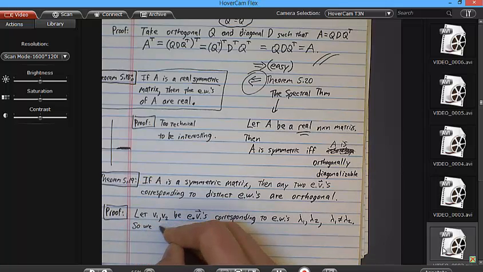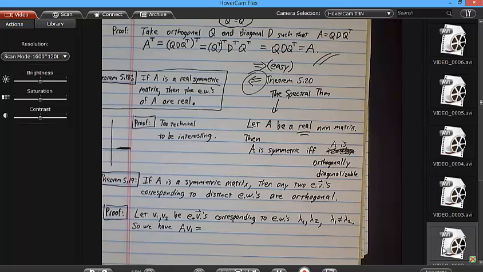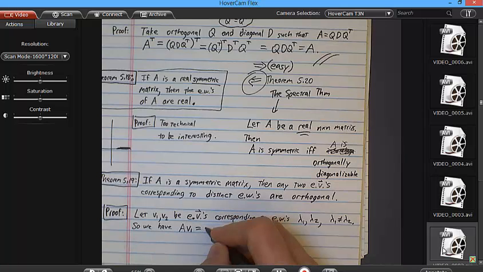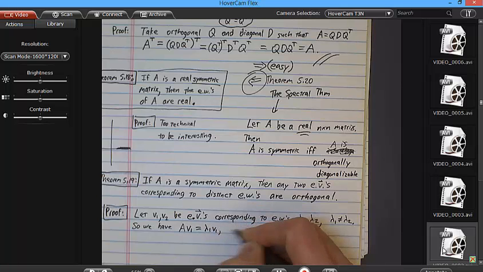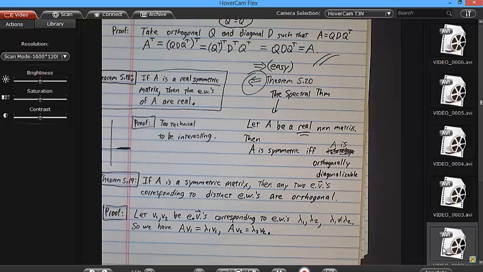So we have A V1 equals what? Lambda 1 V1. Yep. And we have A V2 equals lambda 2 V2. That's what it means for those to be both eigenvalues and their corresponding eigenvectors. Okay. So how do we do this? How do we show that the dot product is 0?